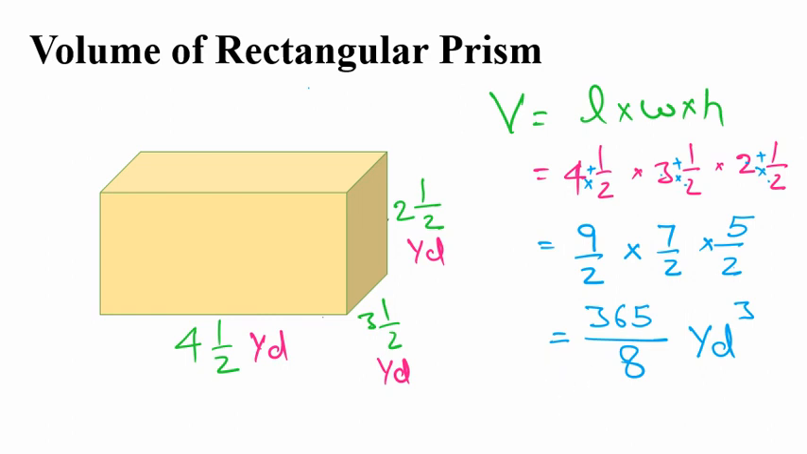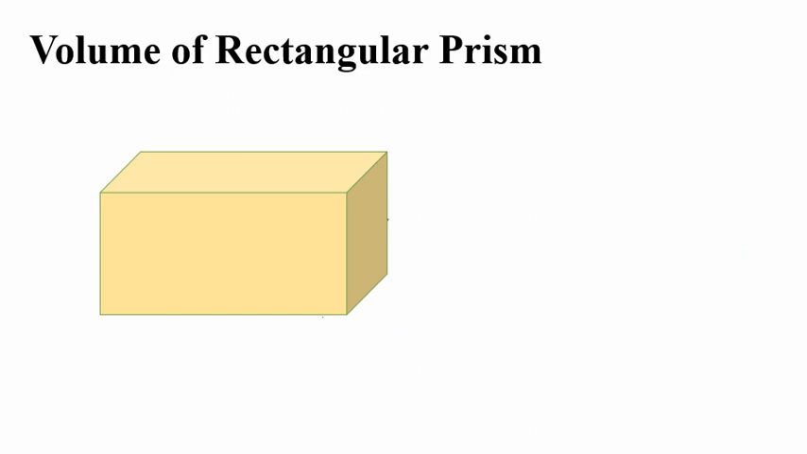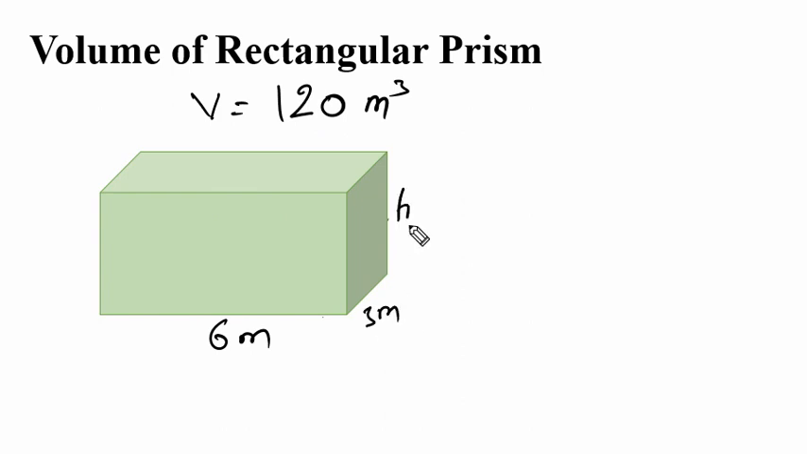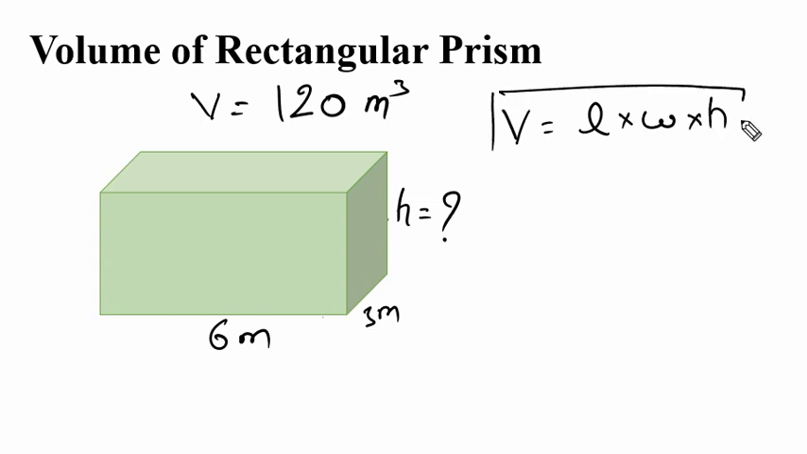Now one final type of question, and that is important, so pay attention. This time, if I give you the total volume, let's say the total volume is 120 meter cube, the length is 6 meter, and the width is 3 meter, and I want to know the height. How will you do it? First you will write the formula: volume is equal to length multiply width multiply height.